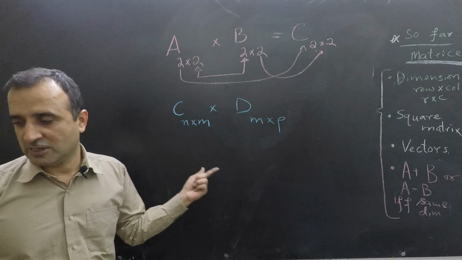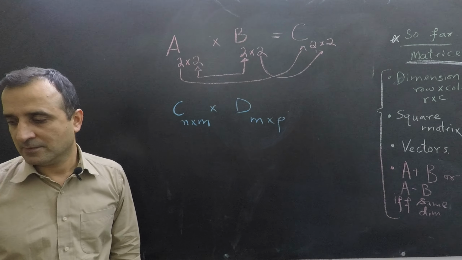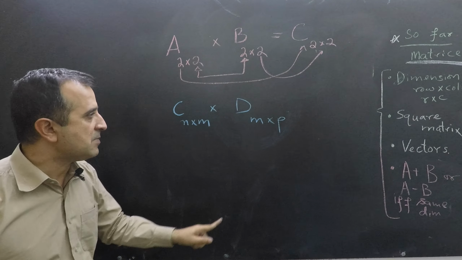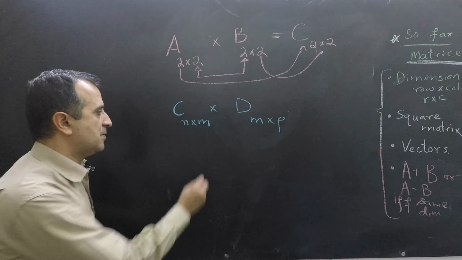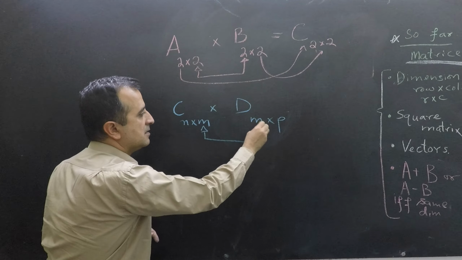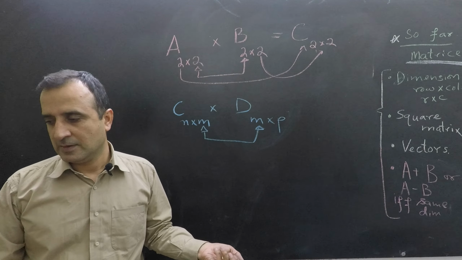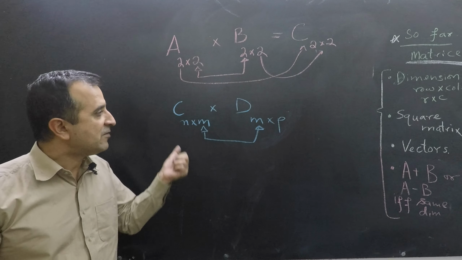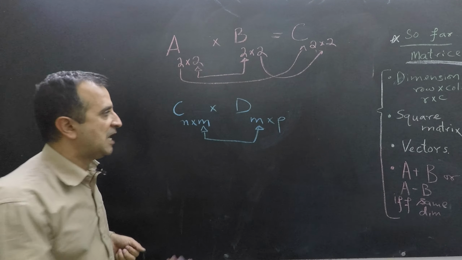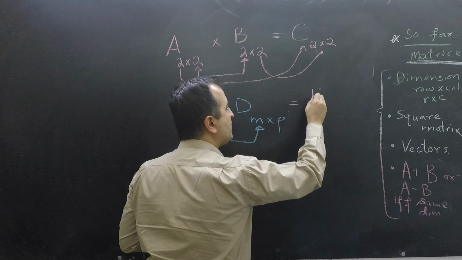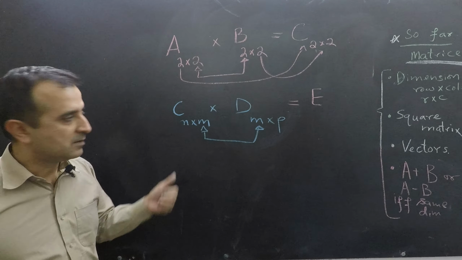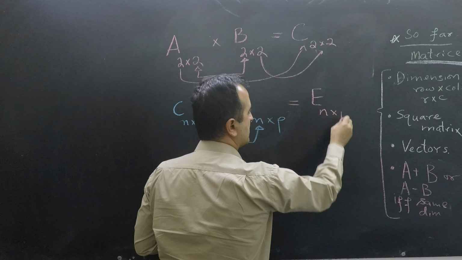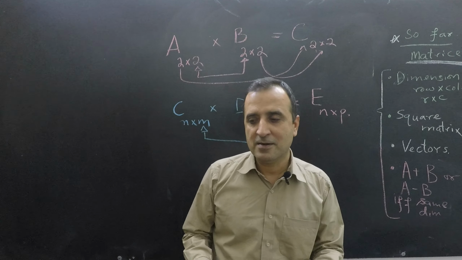Now, first question: can we multiply these two matrices? m and m are the same. So we can multiply these matrices because the columns of the first matrix are the same as the rows of the second matrix. And the second question is, what will be the dimension of the resultant matrix? Our answer could be matrix E. The dimension of matrix E will be n times p. So now we have learned the basics.